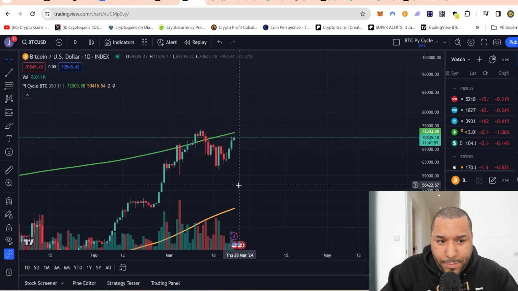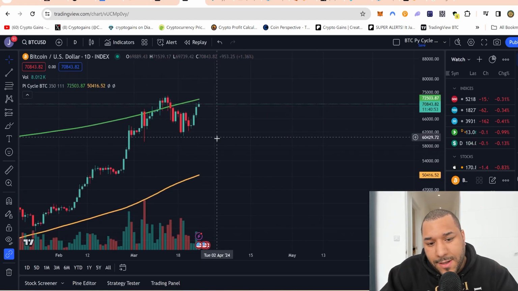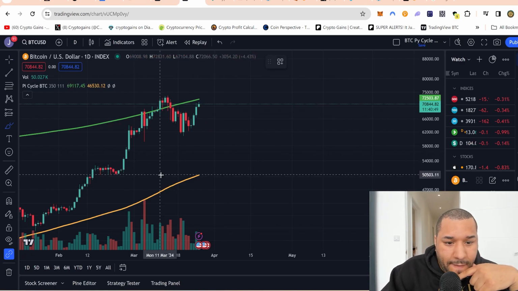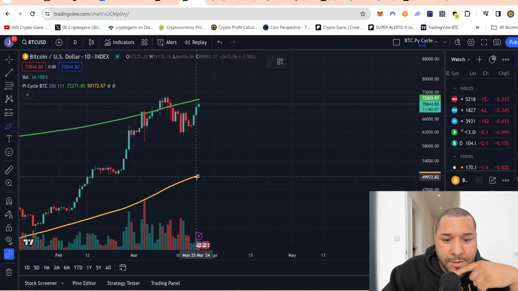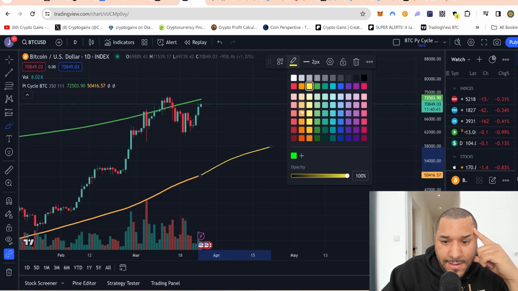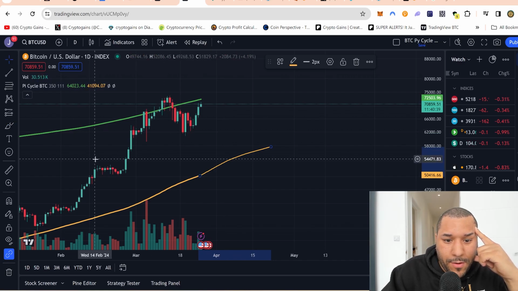Because like I showed you in the past, when Bitcoin gets to this green line, it usually comes down and falls to this orangey yellow line. And at some point in the future, we may see this come to light, right? Just giving an example of what this orangey line could do. This is not 100%, but that's sort of what I'm looking at.